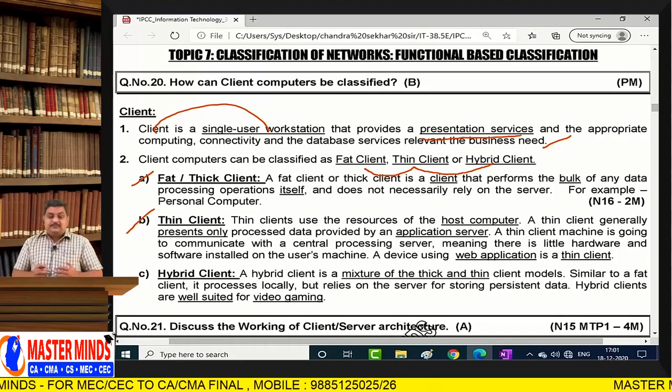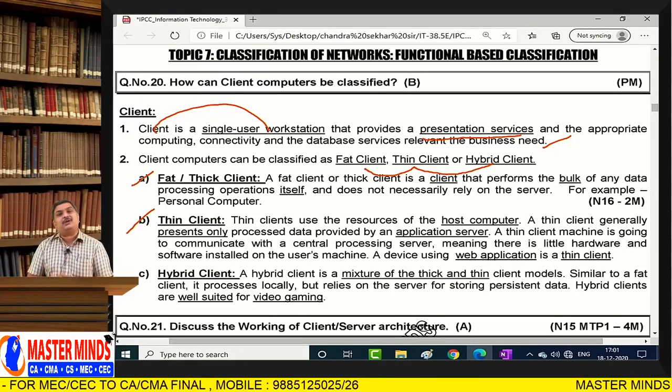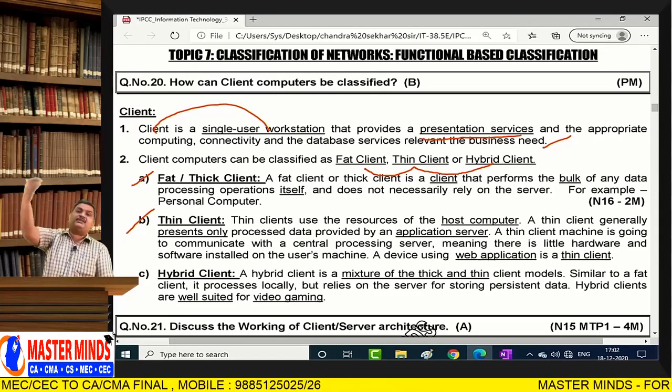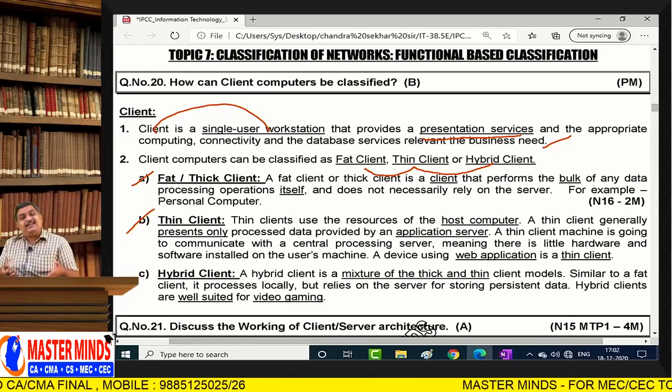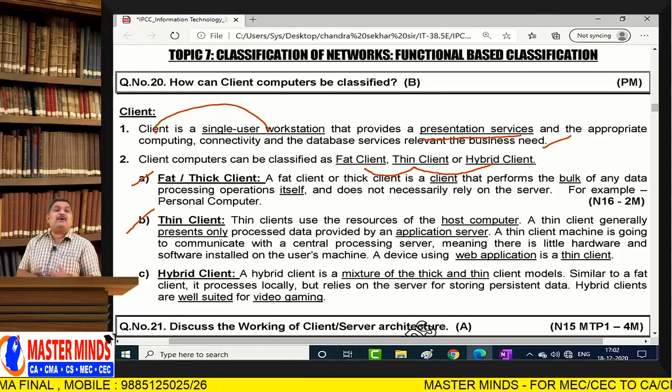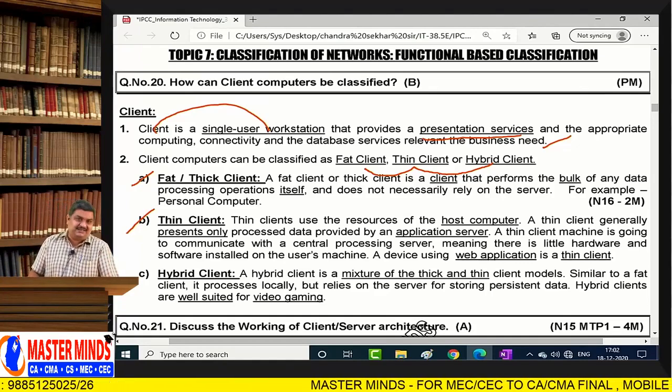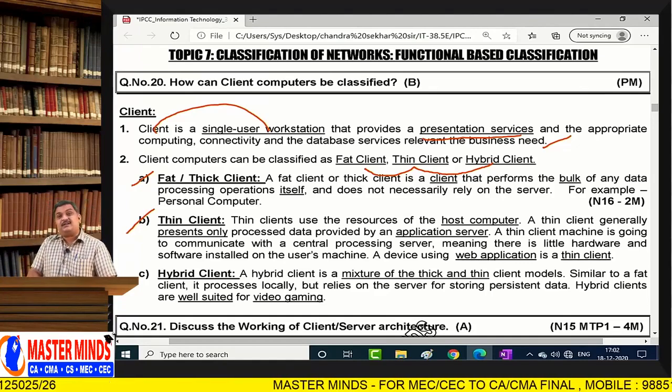So in a thin client, nothing happens locally. Everything should come from the remote server, because this is a thin client. It does not have higher processing power. It cannot process anything. This thin client just presents me the things, that's all. So that is a thin client.